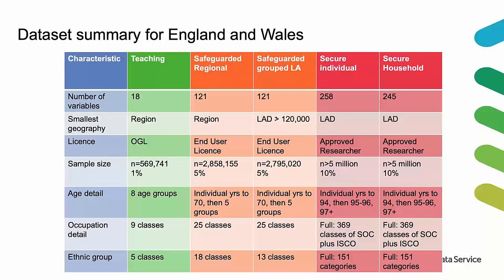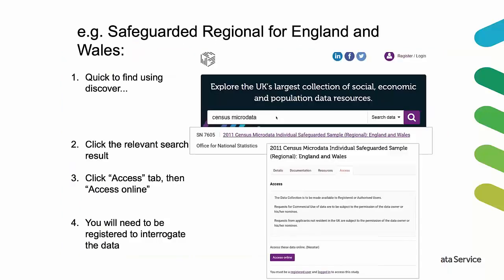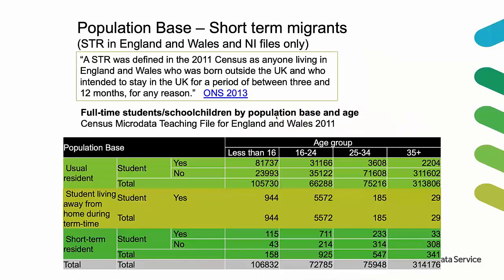We've got a summary there of the types of data and the level it's at, some of the variable classifications. So some of the data we have available, safeguarded regional data. You can look at this. If you go to the UK Data Service website, you can find that on there, and you can access it online. However, you will need to be registered to interrogate the data. Again, registration by an online form. Just an example of the sorts of things you will see in that microdata.